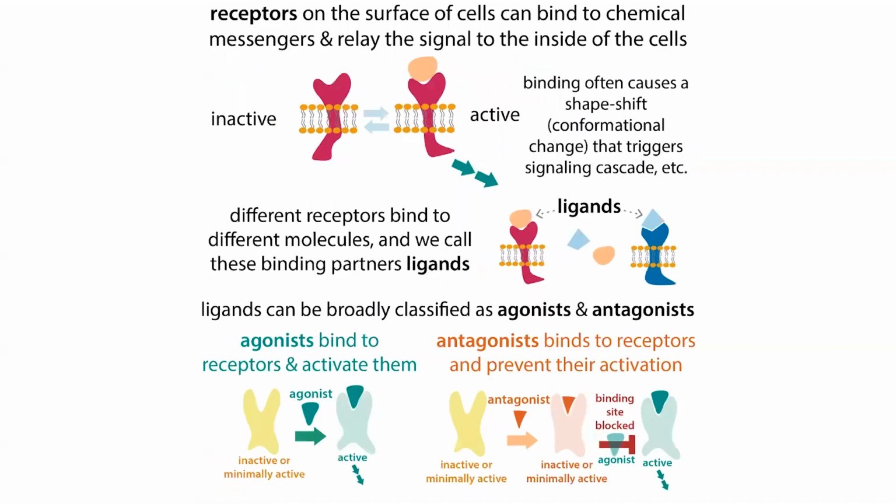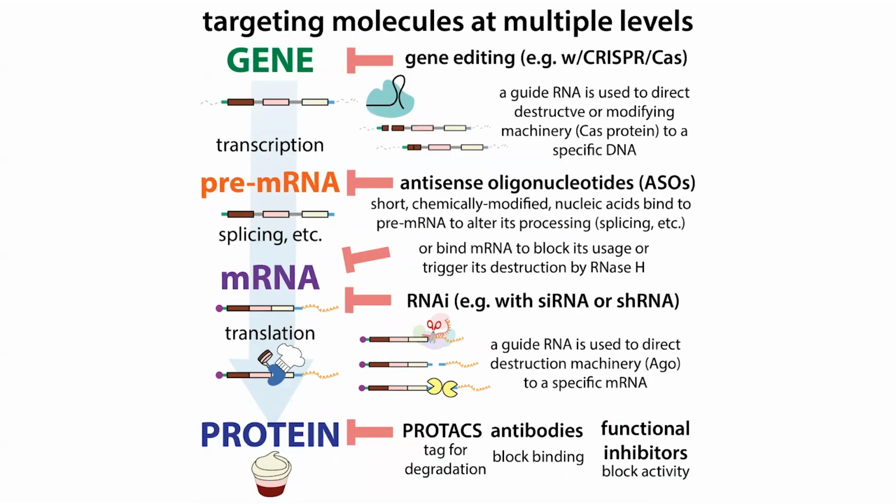But yeah, some diseases are caused by overactive or excessive receptors. These are proteins, typically in the cell membrane, that bind to some sort of cellular signal and then change shape to relay that signal through other molecules. We have antagonists, which are molecules that bind to the receptor and prevent its activation. Some drugs, some ways to target the activity of a protein, are classified as antagonists. So to review, we can target molecules at multiple levels.